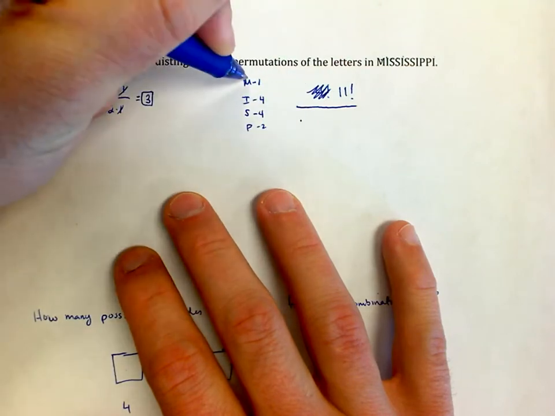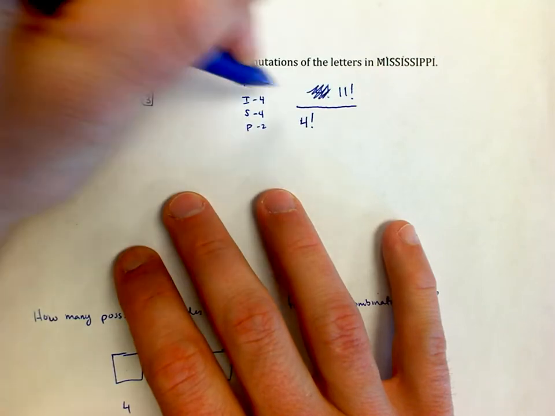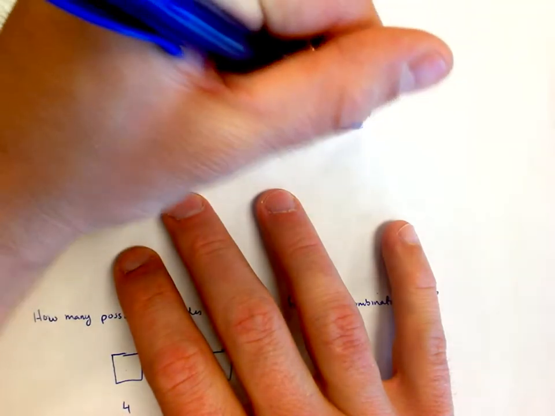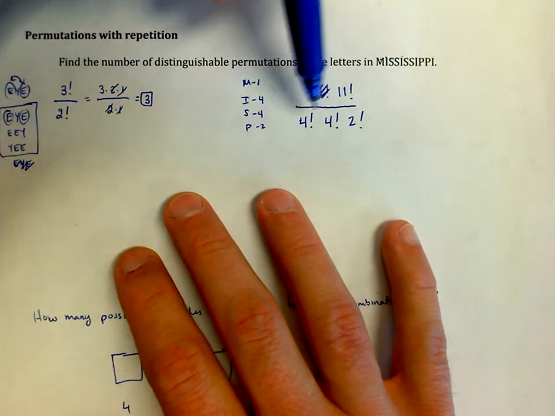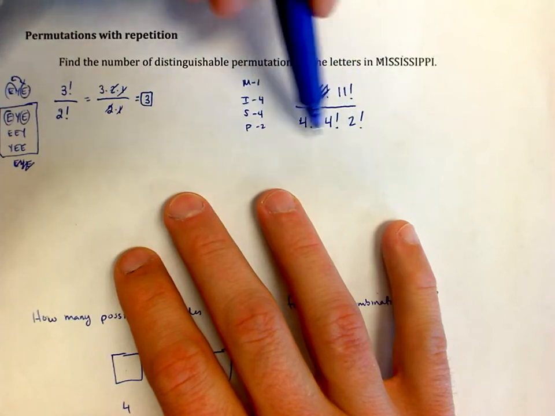1 factorial, which is just 1. But then I also need to divide by 4 factorial for the I's, 4 factorial for the S's, and 2 factorial for the P's. So I'm going to write this out longhand so you can see what it is. I want you to understand that it's not 4 times 4 is 16 times 2 is 32. That's not 32 factorial on the bottom.